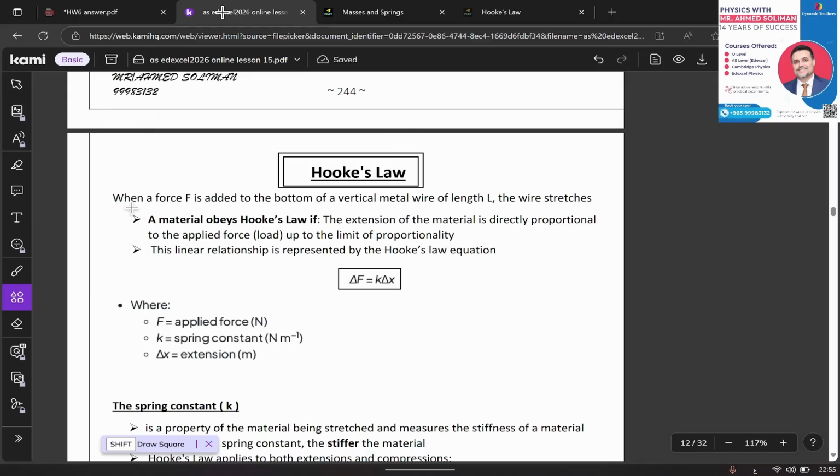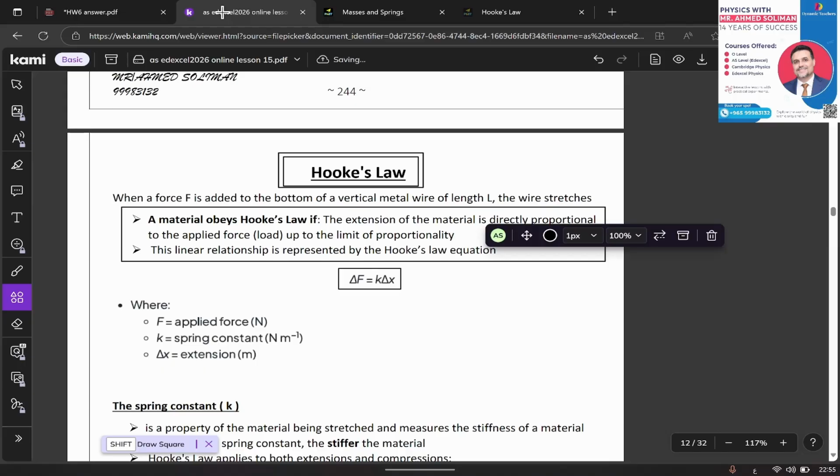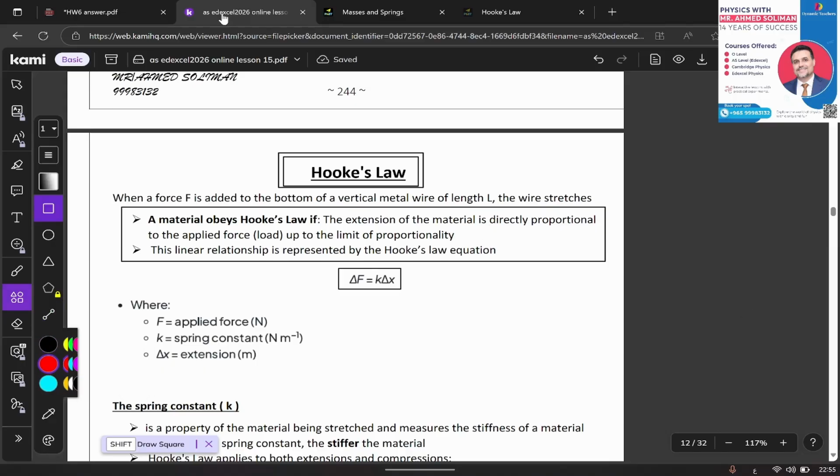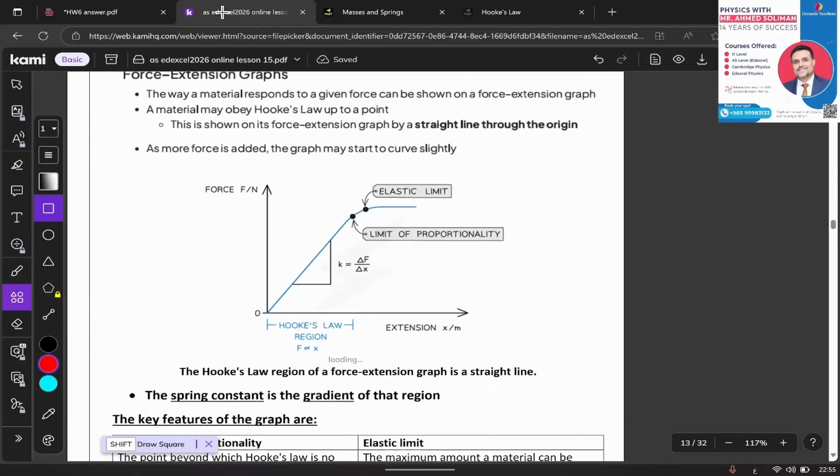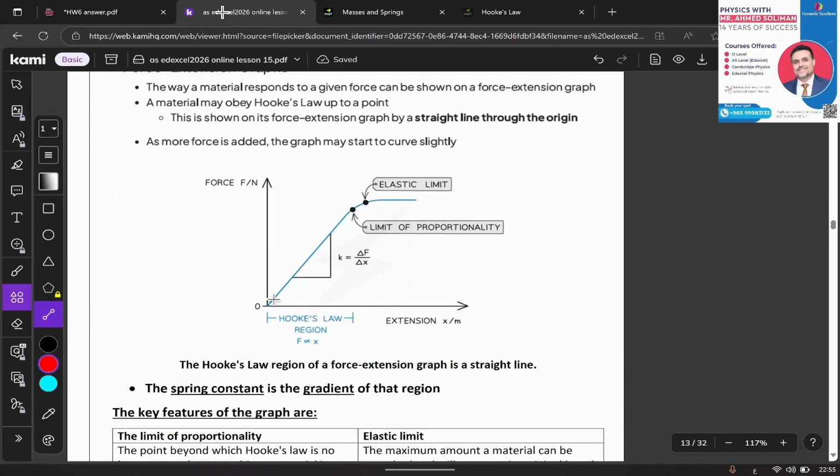Okay, so as you see, a material obeys Hooke's law if the extension of the material is directly proportional to the applied force or the load up to the limit of proportionality. We have limit of proportionality. Okay, and this relationship will be a linear relationship. This will be a linear relationship until when? Until the limit of proportionality.